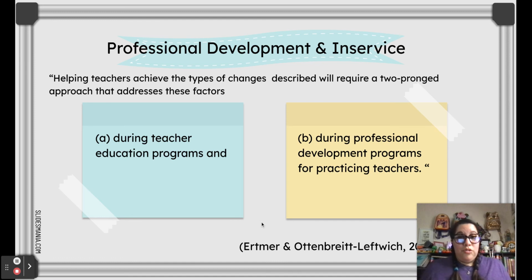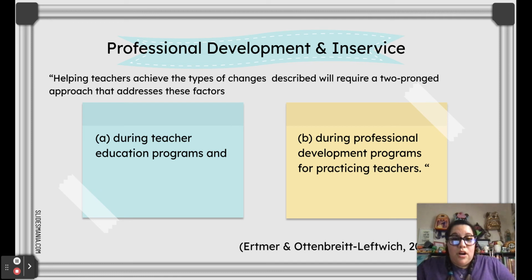And as for professional development and in-service, I thought it was important to note that in the Ertmer and Ottenbreit-Leftwich article, they distinguish between the two. So professional development is for teachers who are currently teaching. So it's their ongoing learning. And in-service are for the teachers who are not already teaching or who are just starting teaching. They're learning to develop those strategies they're going to use in the classroom.